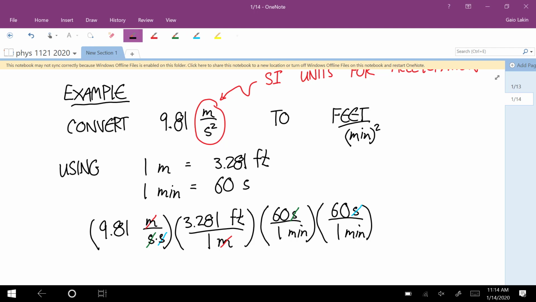And so now our units are right. We have units of length in feet, units of time in minutes. Multiply that all out. You know, all you're doing now is just multiplying out all those numbers. And you get an answer of 115,872 feet per minute squared.